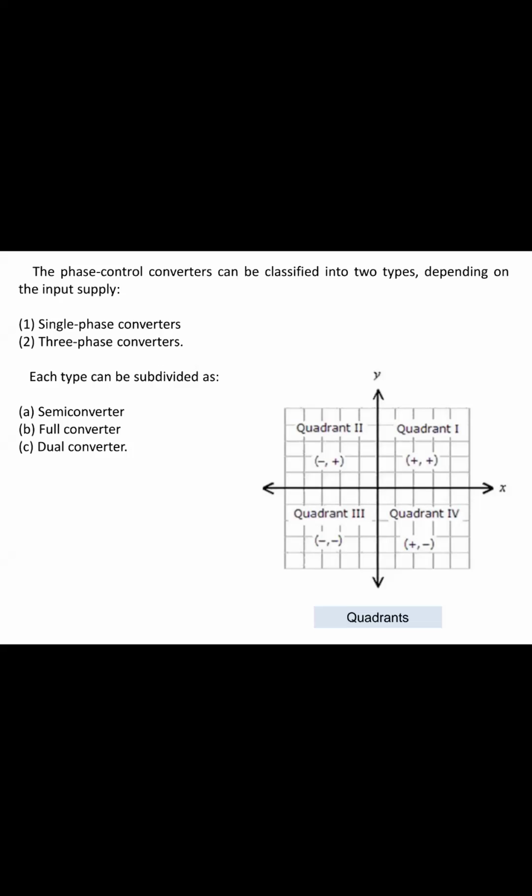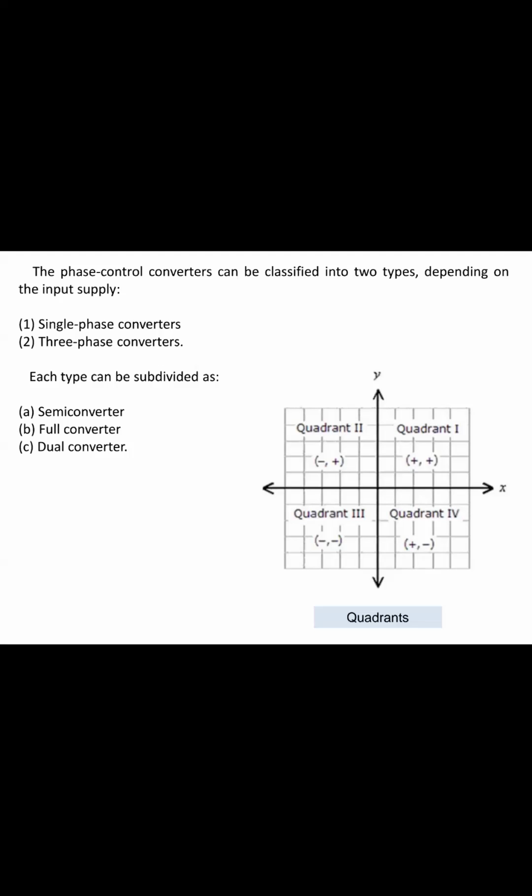Okay, so the half controlled and uncontrolled rectifiers permit the flow of power from the AC system to the DC system only. We are going to call these unidirectional converters. The uncontrolled rectifiers and half controlled rectifiers permit the flow of power one way, from the AC system to the DC system, so they are called unidirectional converters.